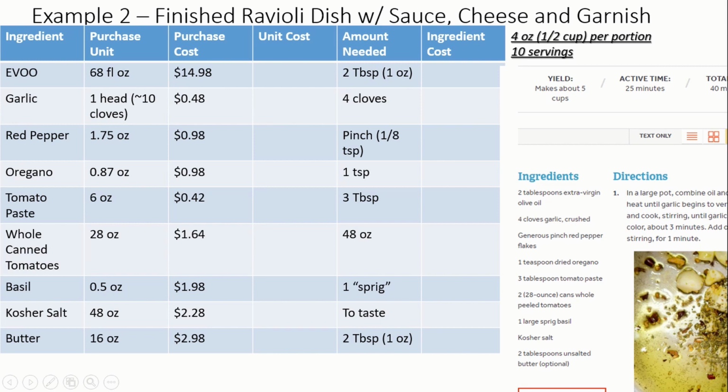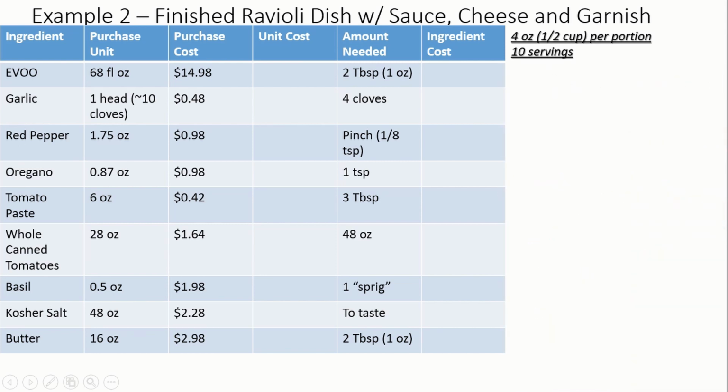Now on the right here is the recipe that we're going to use. Again, another recipe by Serious Eats. It's a tomato sauce recipe. We're going to take this and put it into our grid, looking up the prices, and fill this out the exact same way we did before. We take our purchase cost divided by our purchase unit and get 22 cents per ounce, and go through each of the ingredients and figure out the cost per ounce, or the unit cost for each ingredient.